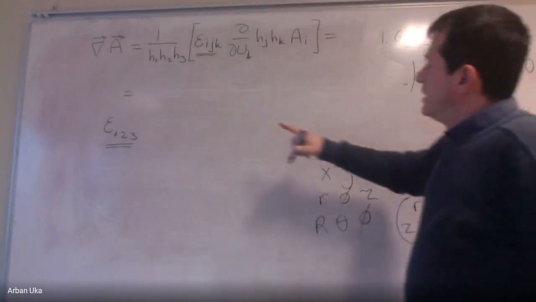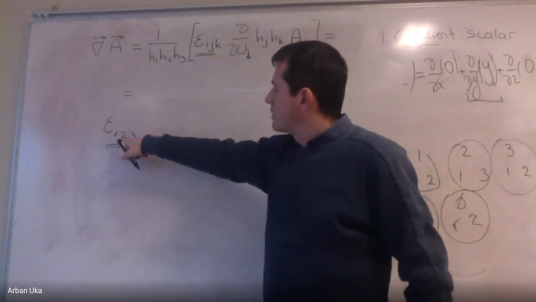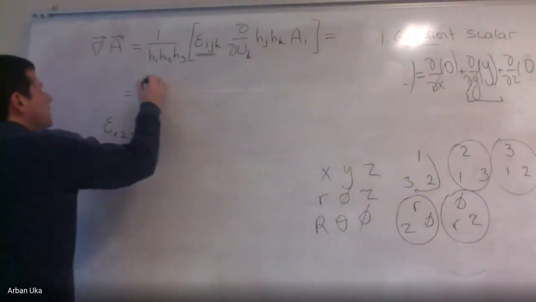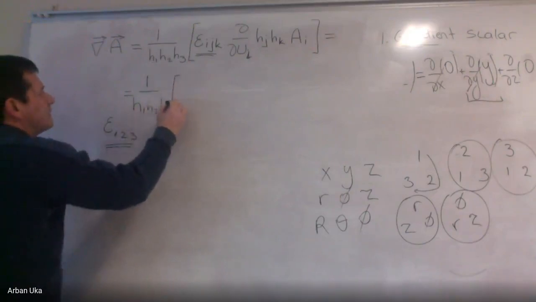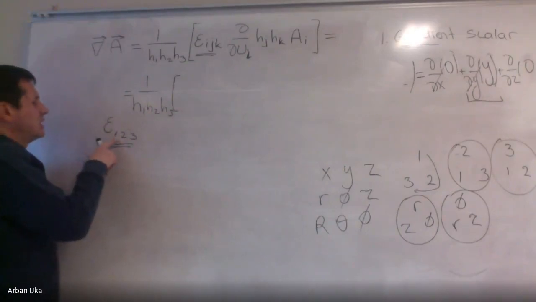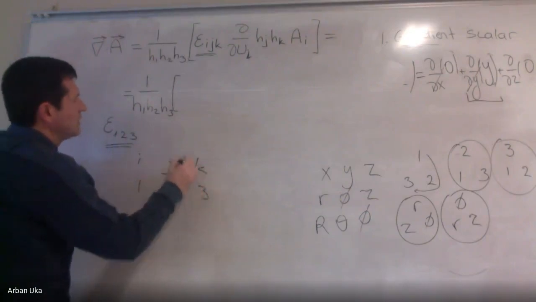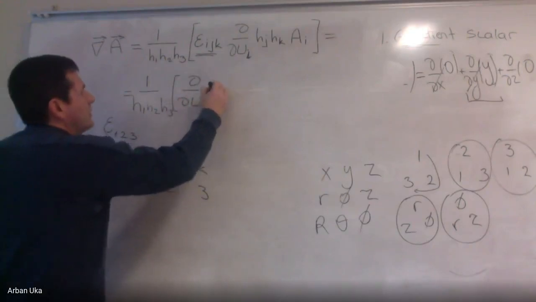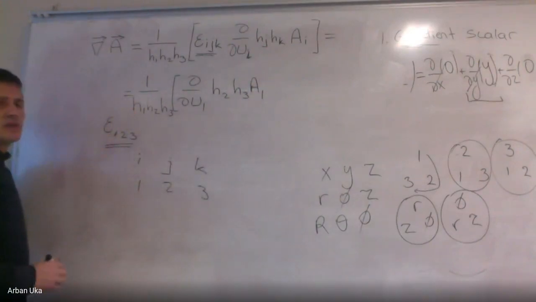Let's try to write the same terms, but having the combinations of i, j, k as 1, 2, 3. So this is something common. This can be H1, H2, and H3. And this permutation operator, we take it out for the moment. We substitute ijk with 1, 2, 3. And here we have the derivative with respect to u1 of H2, H3, A1. Okay? So this is the first term.